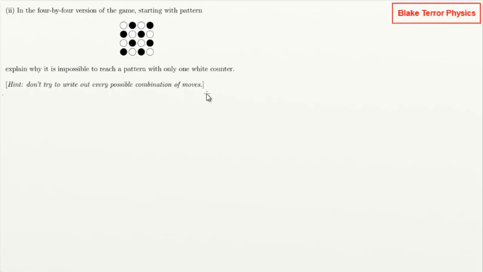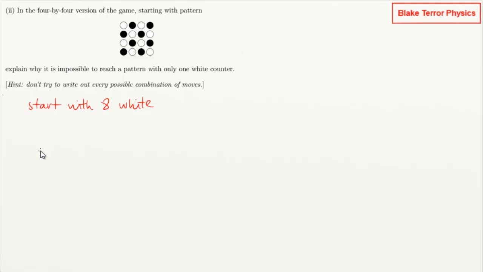They've had variants on this theme in loads of MAT papers. So hint, don't try to write out every possible combination. No, we're going to be looking at whether we've got an odd or even number of white ones. So what we started off with here, we've got 8. So we start with 8 white. So what happens then when we're flipping something?